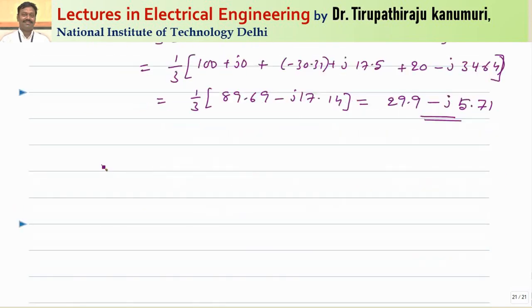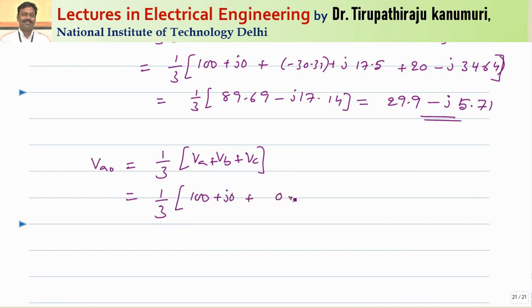So similar is the case, the third one I can calculate. VA naught will be equal to 1 by 3 times of VA plus VB plus VC. So 1 by 3 times of, so that VA will be, I am writing in the rectangular form, so 100 plus j0, and second one will be 0 minus j35, and third one will be minus 40 plus j0. I have just converted to rectangular form. So now if I do the sum, so this will become equal to 20 minus j 11.67. So this is the value I got. So all these values are in kV, kilovolts only. So this way I have to calculate my sequence components.